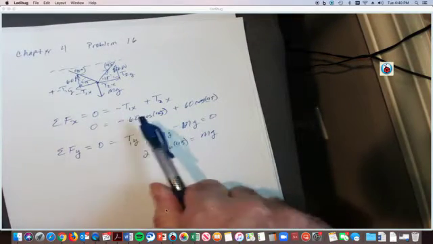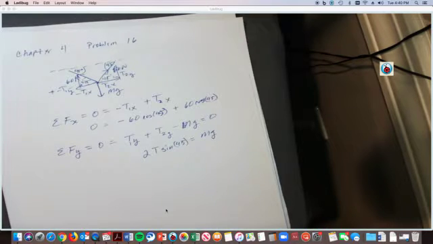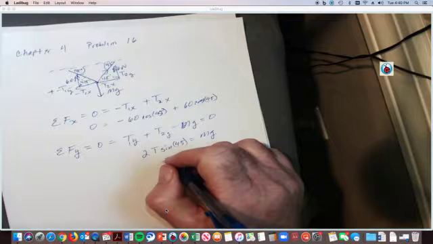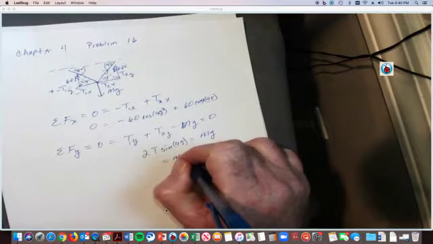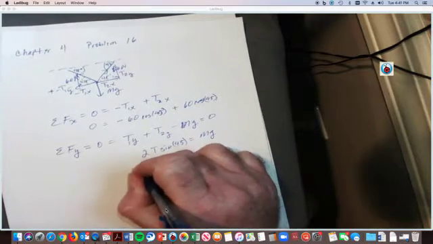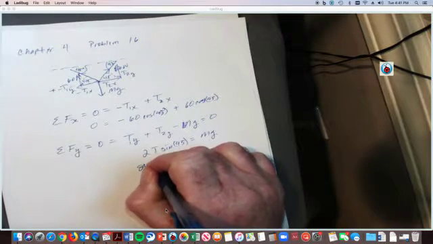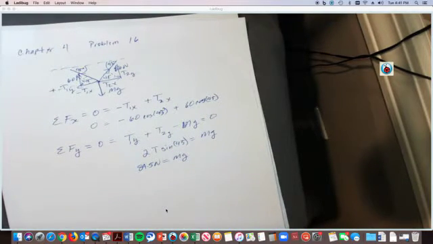Well, 2 times 60 sine of 45 equals 84.5. That's the way we calculated mg, okay?